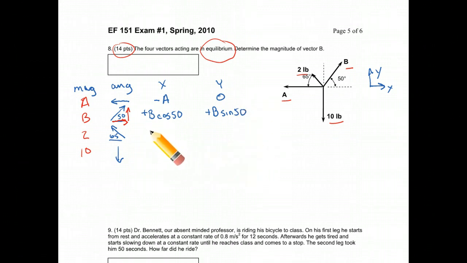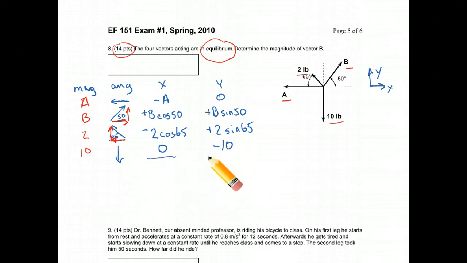Okay, our 2-pound, getting there. It's going to the left. I'll draw them in real quick. You won't have to do this on a test, but if it helps you, that's good. Minus 2 cosine 65, the adjacent side to that 65. And it's going up, plus 2 sine 65. 10's easy, 0 in the X, minus 10 in the Y. Remember, all of these 2 columns have to add up to 0.